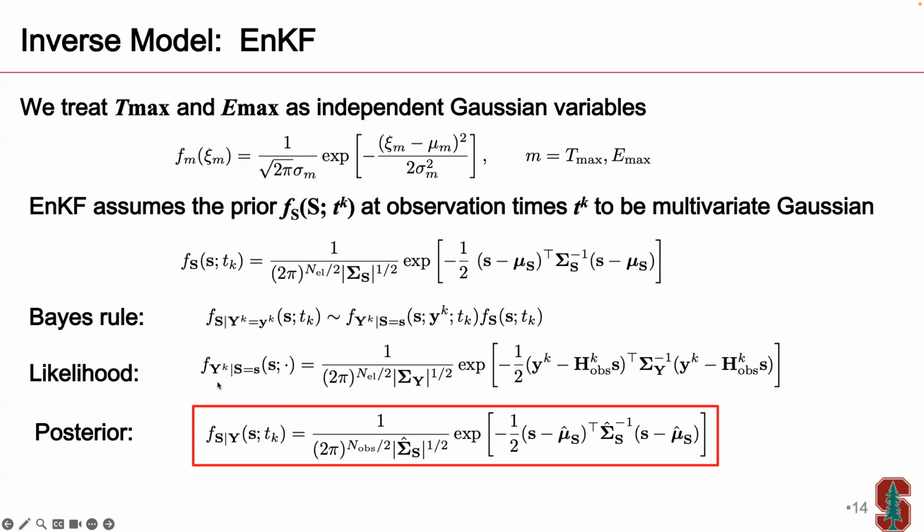And the likelihood function is constructed by treating as a function of the sink term S the PDF of the data Y_k conditioned on the model predicting the value of the state variable. And then we can get the posterior based on the Kalman update. And then we can get the mean and the covariance of the sink term.